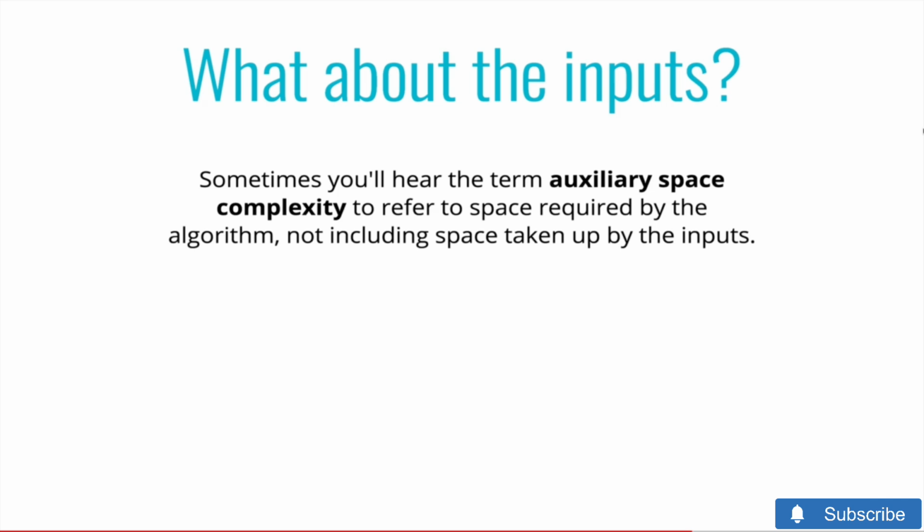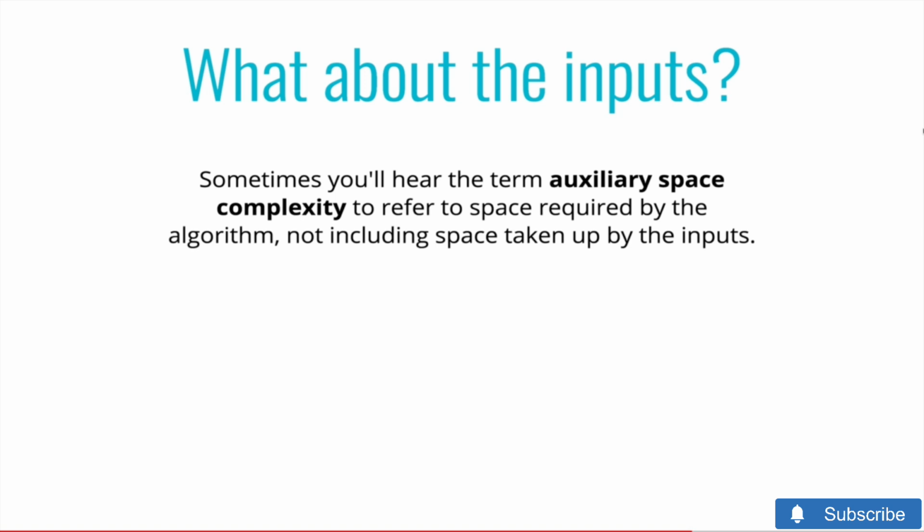You might hear the term auxiliary space complexity if you do some research, if you read Wikipedia or something. That refers to the space required by the algorithm only, not including the space taken up by the inputs. That's what we're going to talk about. We care about the algorithm itself because our n is growing. That's the n in big O. That's kind of the point.